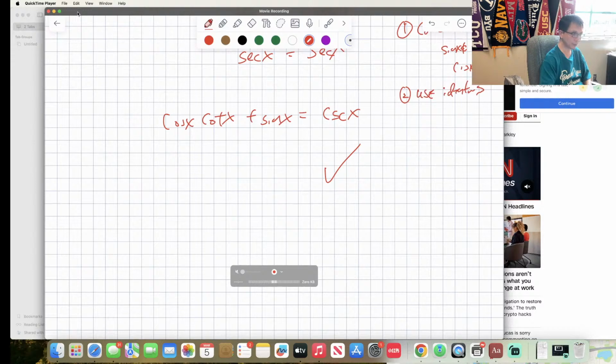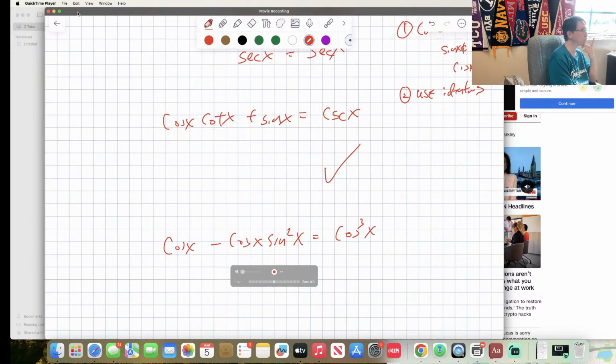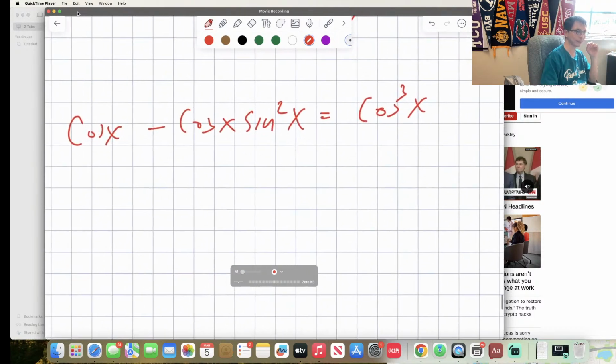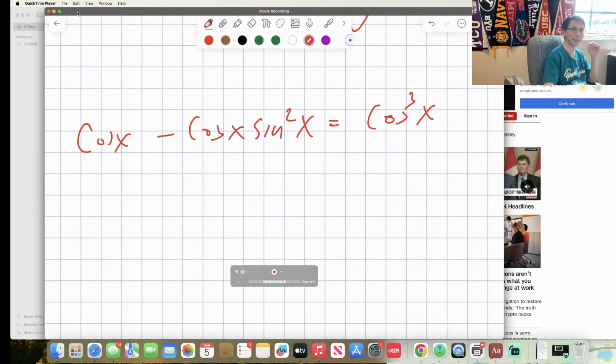I'm going to go to the next one. Can you guys see this? Cosine to the third x. You're like, wait. I already have everything in terms of cosine and sine. I cannot change to anything other than cosine and sine. No, you do not want to do something to both sides. But you can do something much simpler. What can I factor here?